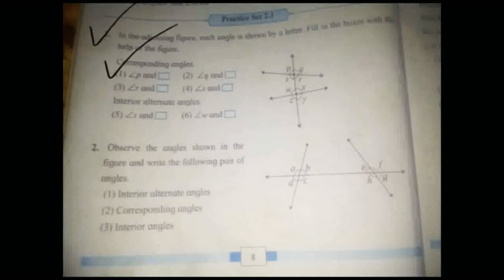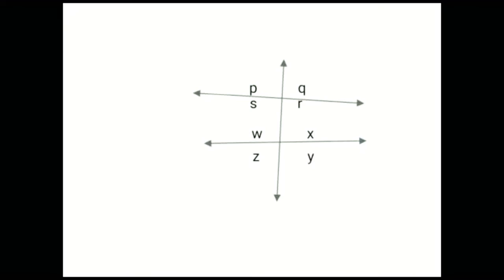Corresponding angles. First one, angle P and dash. Look at the figure. Where is angle P? Angle P is on which side? On left side, over here. You have to name the corresponding angle of angle P. Angle W is corresponding to angle P.